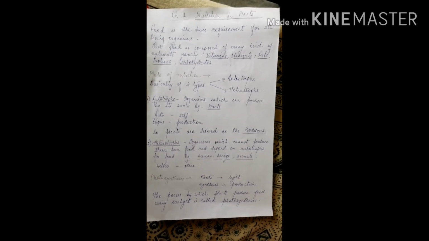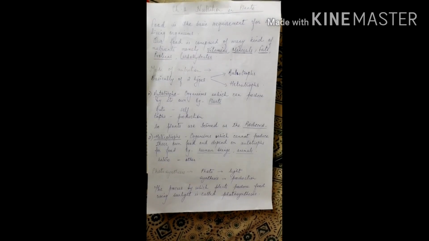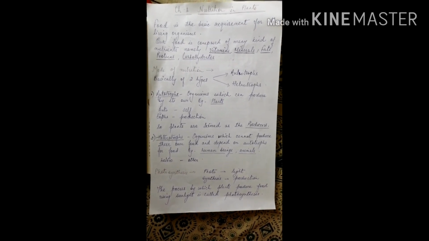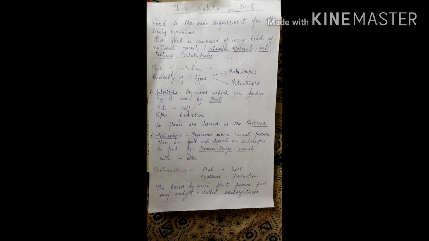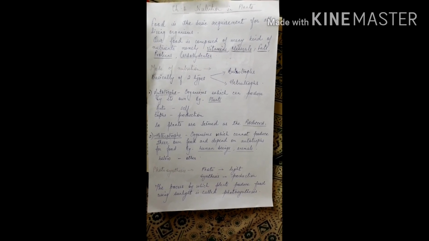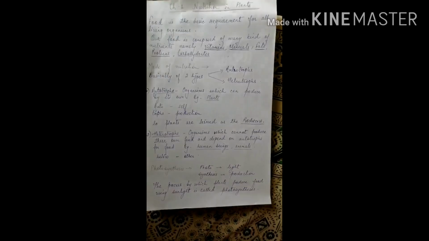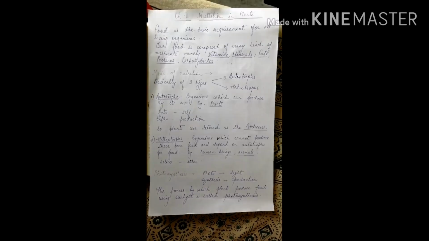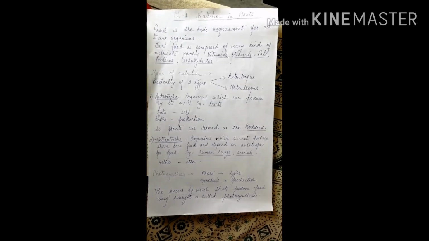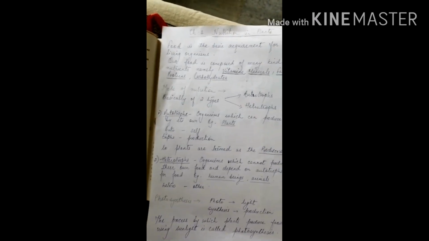Good morning, students. Today we will begin with our very first chapter, that is nutrition in plants. Now, the basic requirement for all living organisms, including plants and animals, is food. Now, our food is composed of various nutrients which you have already learned in class 6. These nutrients are namely vitamins, minerals, fats, proteins, and carbohydrates.